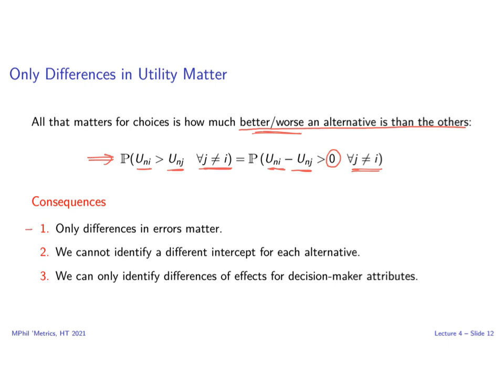First, only differences in errors matter, not the errors themselves. Second, we cannot identify a different intercept for each alternative. And third, we can only identify differences of effects for decision maker attributes.